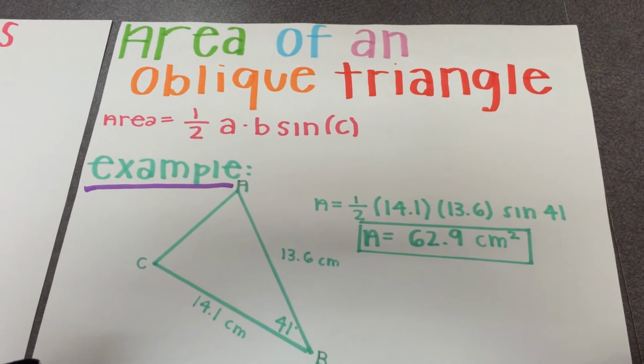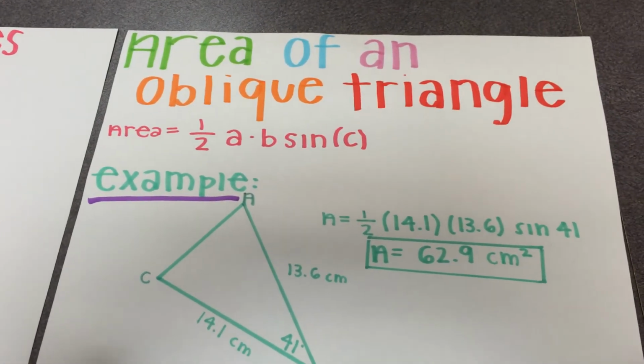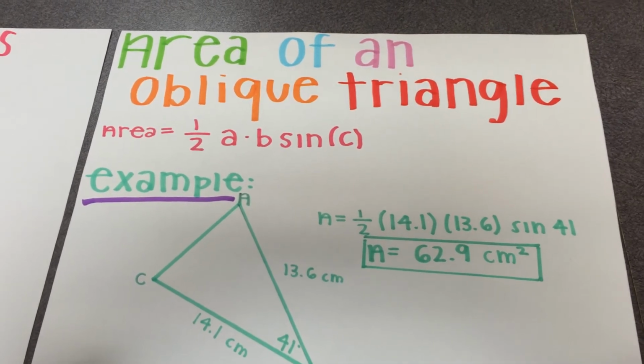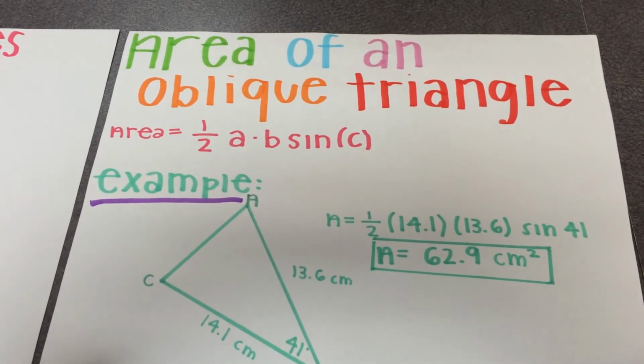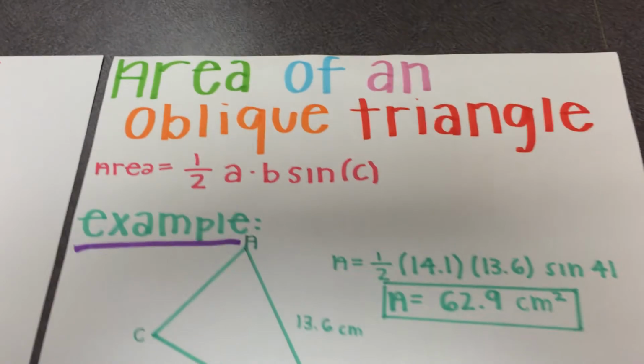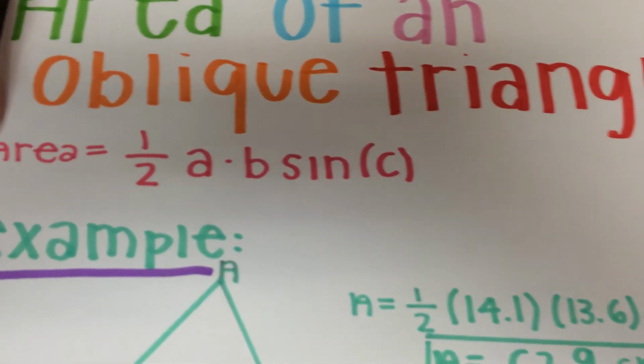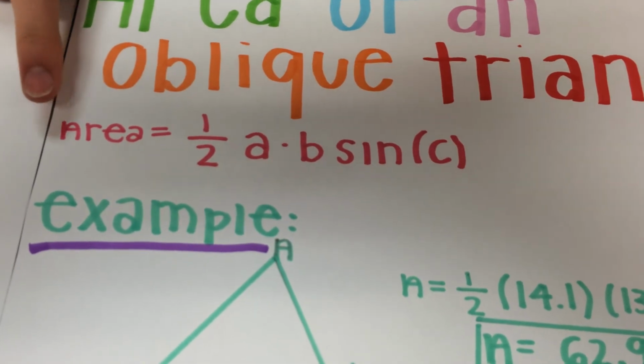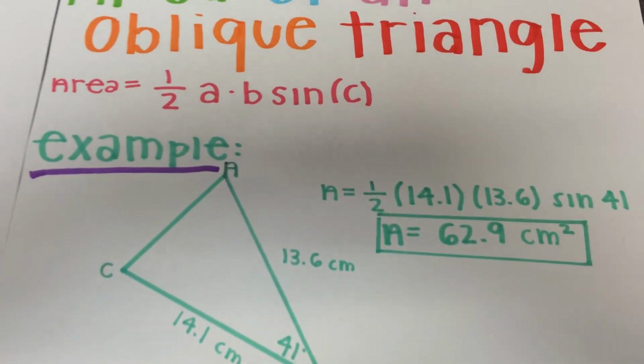Area of an oblique triangle can be used to find the area of any triangle, especially oblique triangles which have all different side and angle values. Just plug in the correct values to the formula area equals 1/2 a times b times sine C, and solve as you would any equation.